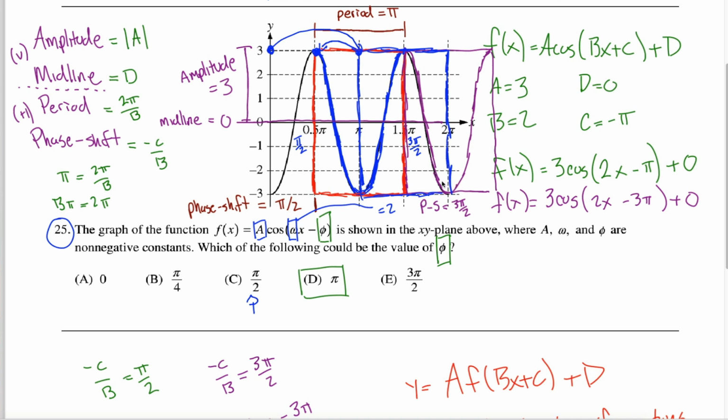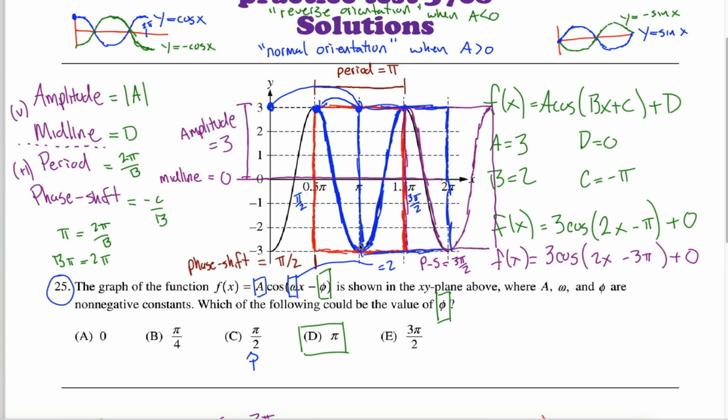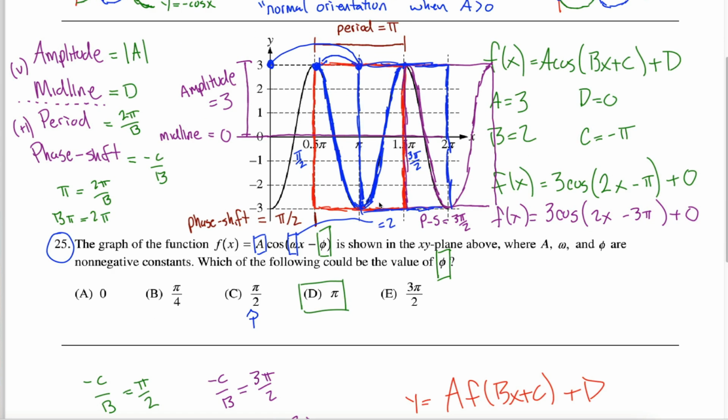You're like, all right, I get the point. Everything's the same except for the phase shift. And the phase shift now is pi, so I solve using that. No, because now we're starting out down at the bottom here. We now have the reverse orientation. So while the amplitude is still 3, A is no longer 3, A is negative 3. The midline's still the same, so I still have this plus 0 that I really don't even need to write at the end. The period's still the same, so I still have a 2x right here.